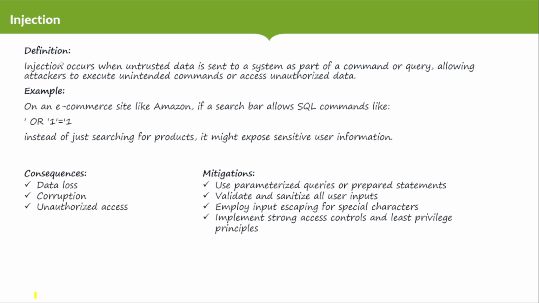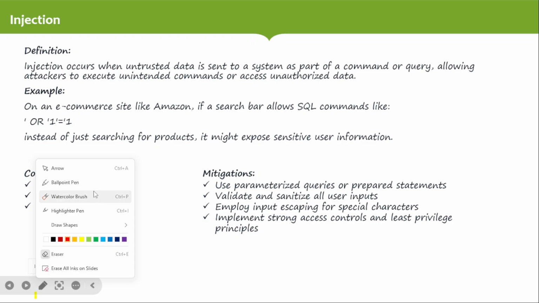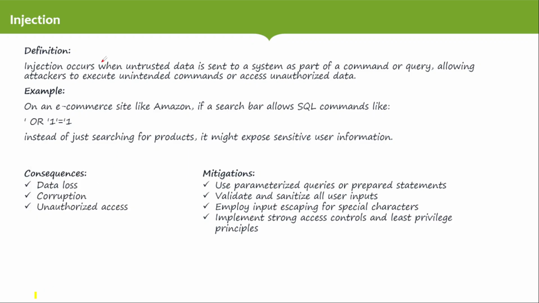So coming to the next vulnerability, it is injection vulnerability. So basically, what is injection vulnerability? Injection vulnerability occurs when untrusted data is sent to a system as part of a command or a query. It can be sent as a command, a query, or a script, into the input vectors.